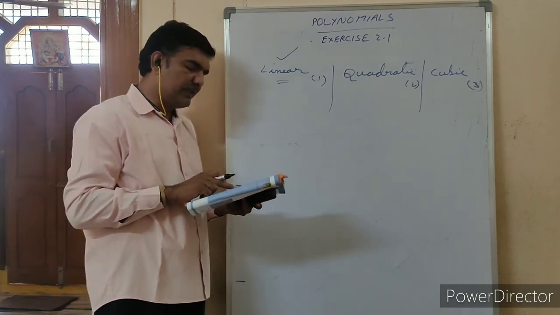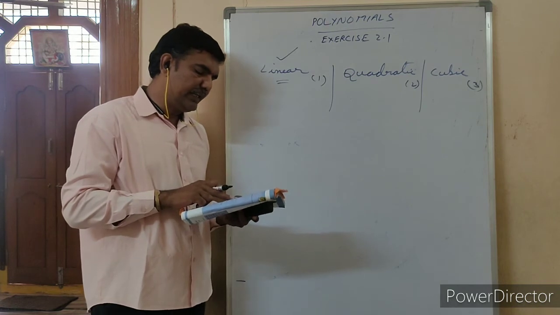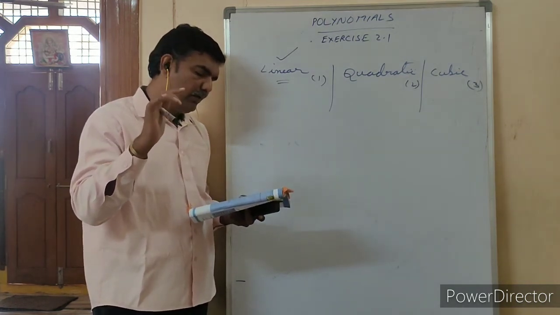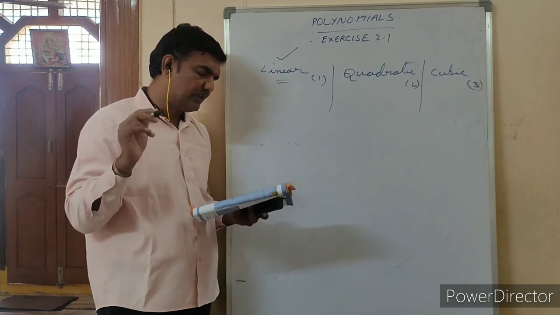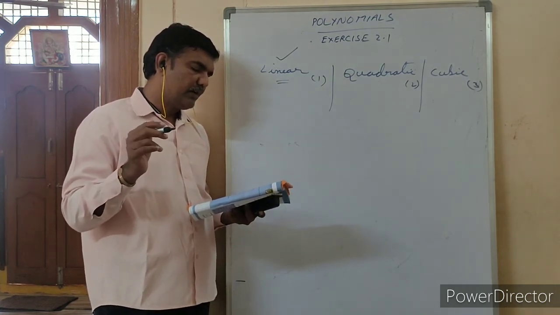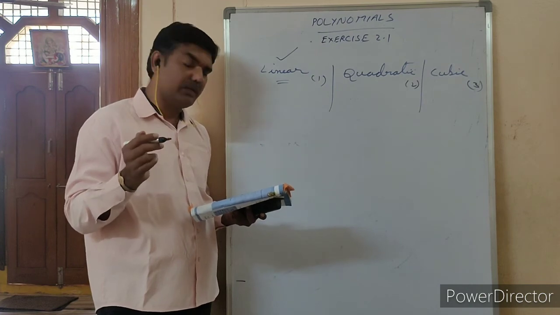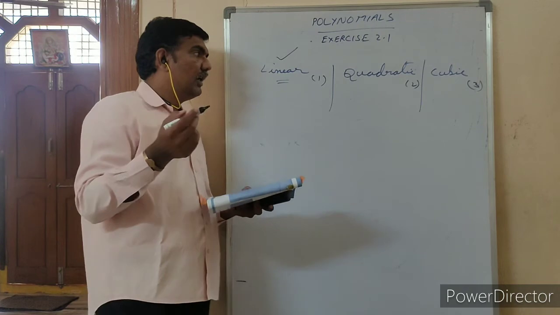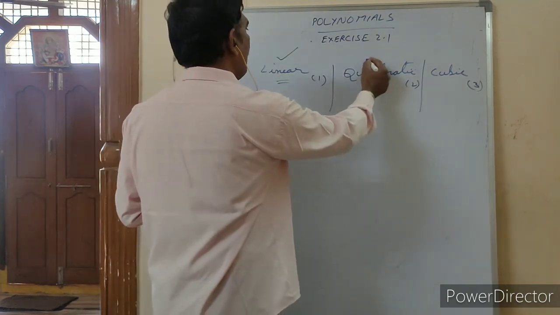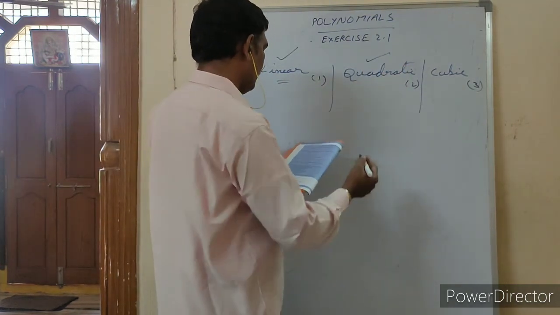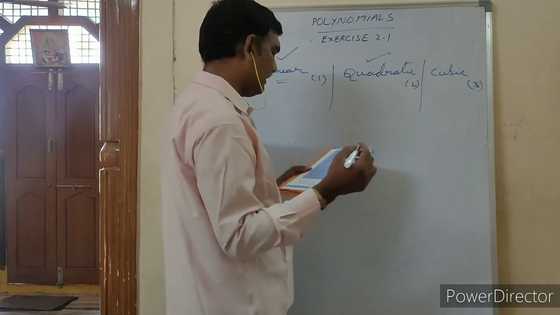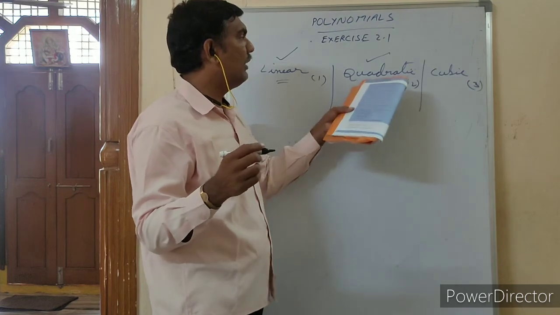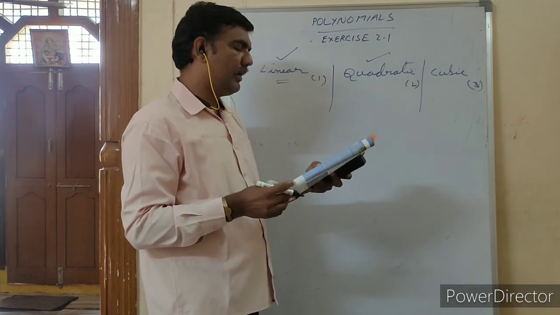what is the degree of the first question in 4? First question, what do you have? 5x square plus x minus 7. What is the variable in this? x is the variable. What is the highest power of x? 2. If the highest power is 2, it is called quadratic only, or not? So you have to write in the answer that 5x square plus x minus 7 is an example of a quadratic polynomial.